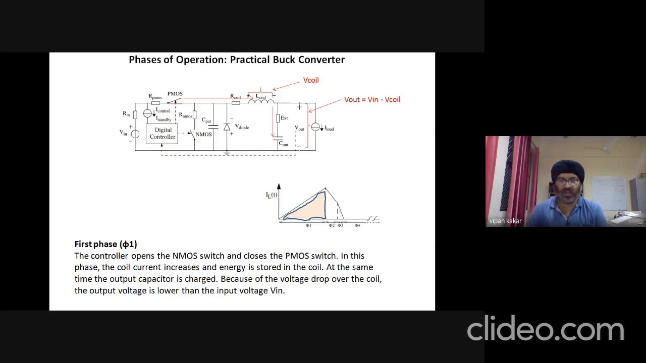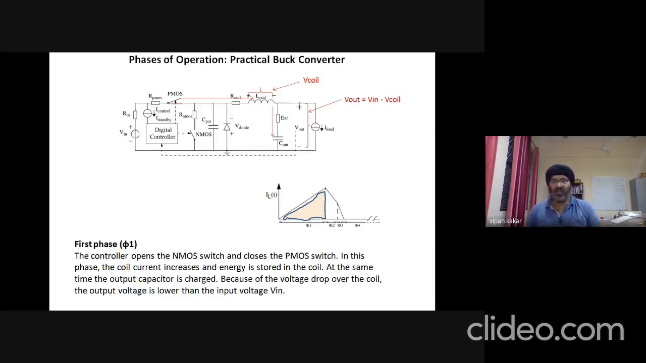Okay, let's start with phase 1, the first phase of this discontinuous conduction mode of the buck converter. In this case, the controller, which is the digital controller, sends the signal to this NMOS as well as to the PMOS. It also gets feedback from the Vout, shown by dotted lines. So in the first phase, the controller turns off this NMOS and turns on this PMOS simultaneously.